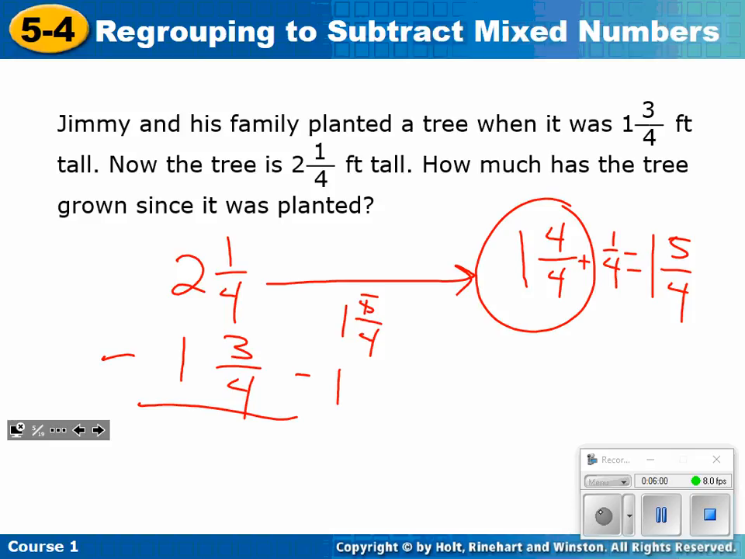Minus 1 3/4. Can we answer that question now? We can do that subtraction pretty easily, can't we? 5 minus 3 is 2. Keep that. 1 minus 1 is 0. So it's 2/4, which is 1/2. So we answer the question. How tall has the tree grown since it was planted? It has grown 1/2 of a foot.